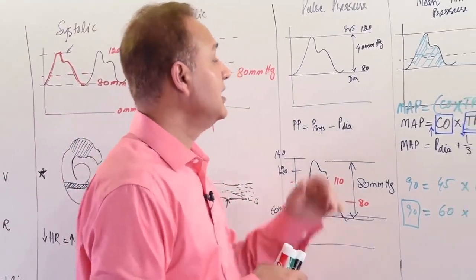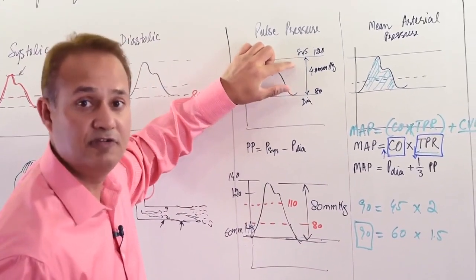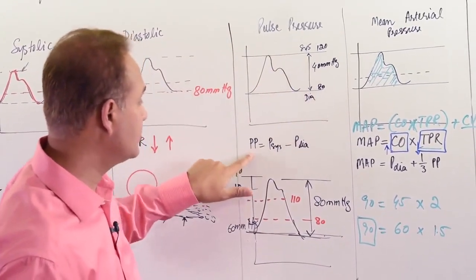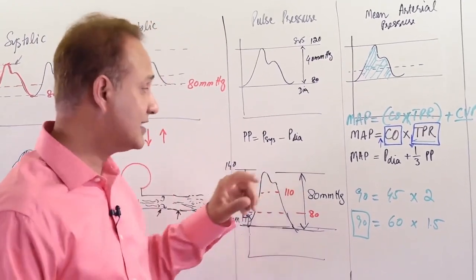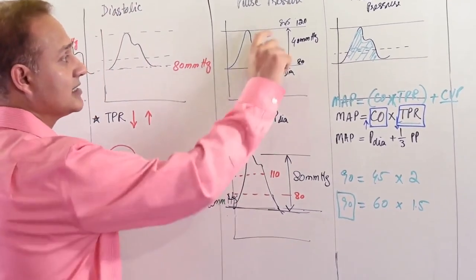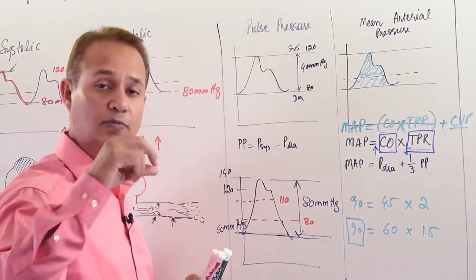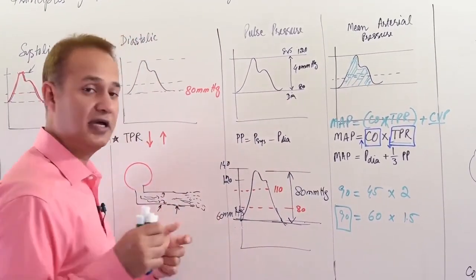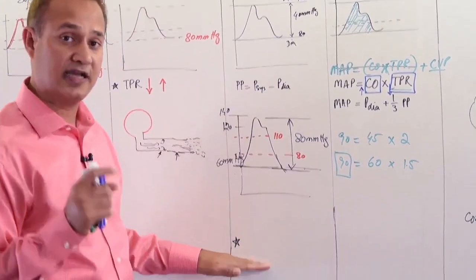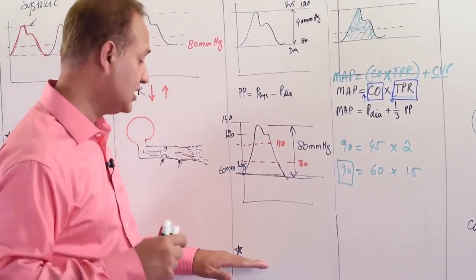Pulse pressure. Pulse pressure is the difference between systolic and diastolic pressure. That is, pulse pressure equals systolic pressure minus the diastolic pressure. It's a derived number. It can become wide or narrow in various conditions. For example, compliance is the major factor that changes it. And let's see what happens.